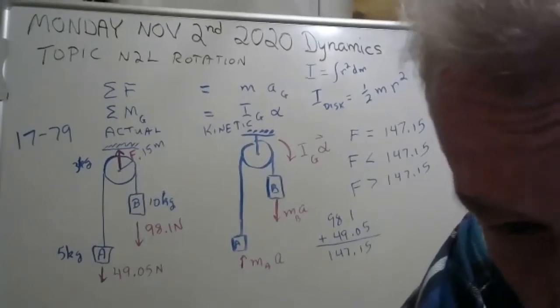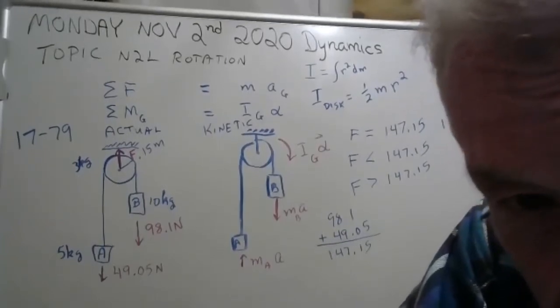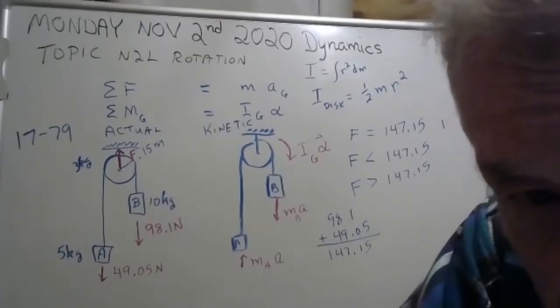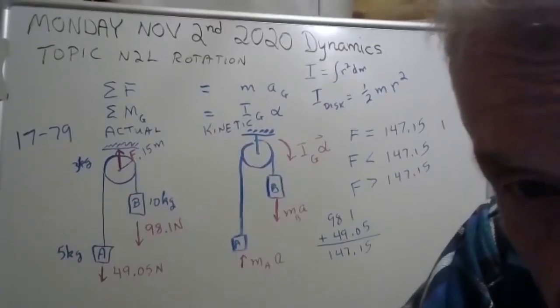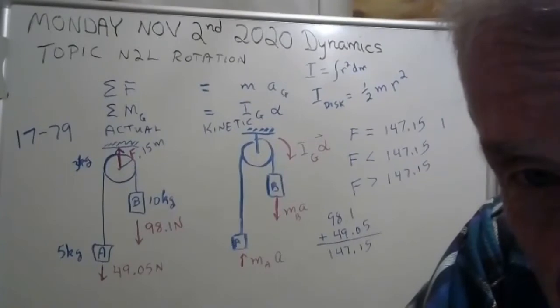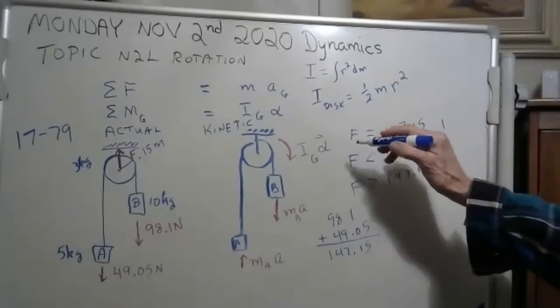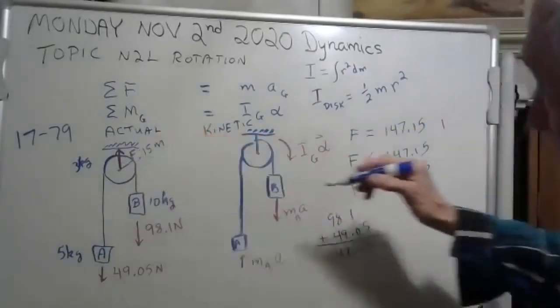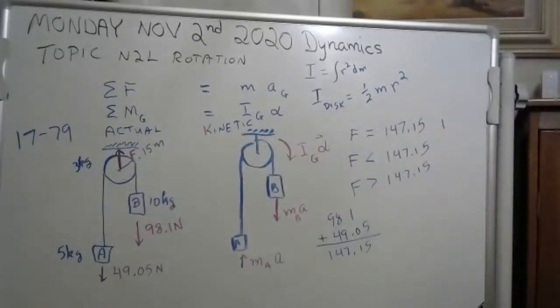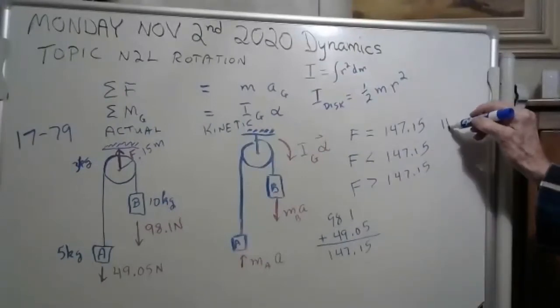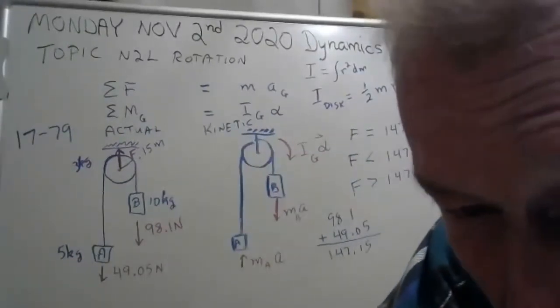Well, let me go to one of my other excellent students here. How about my friend Braxton? Braxton, unmute and say hello. Hello. Braxton, vote. I want you voting now. Which one is it? Will that force there holding this pulley up be equal, less than, or greater than 147.15? What do you think, Braxton? I'm gonna say equal. It's probably wrong, but I'm gonna say equal. Braxton goes with equal.